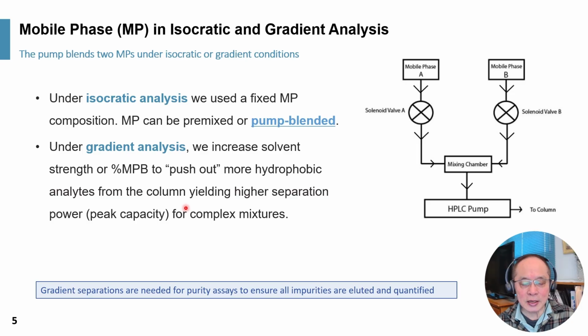Gradient gives higher separation power, often called peak capacity, for more complex mixture samples. Gradient separations are generally needed for purity assay to ensure that all impurities are eluted and can be quantified in the chromatogram.